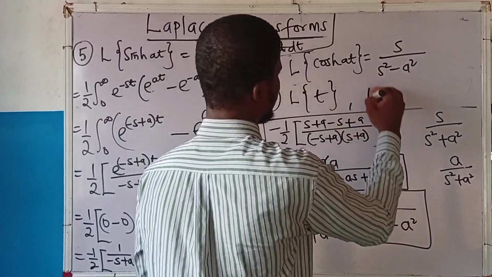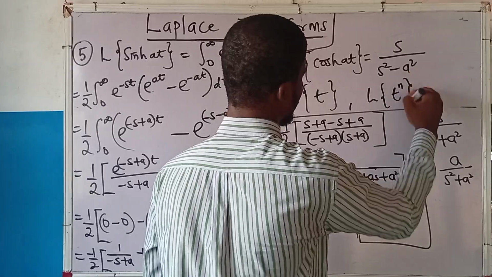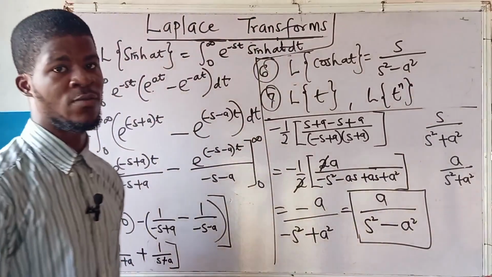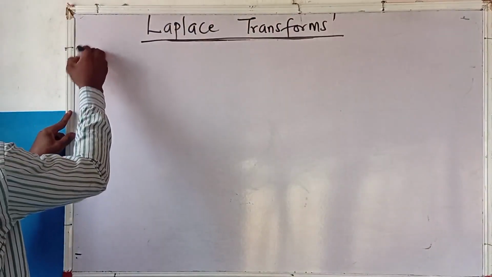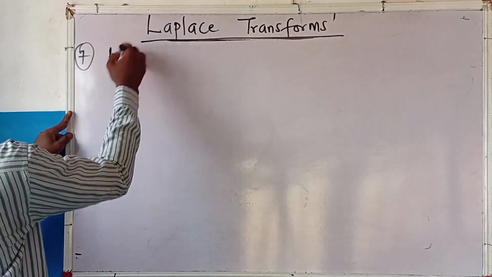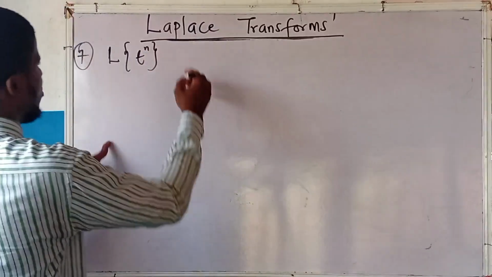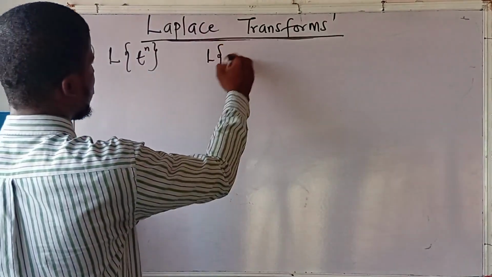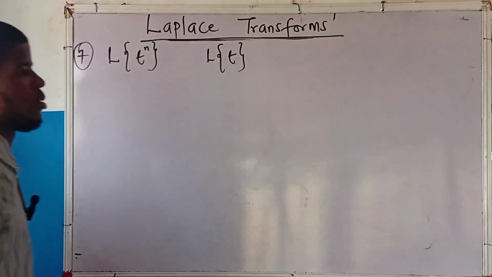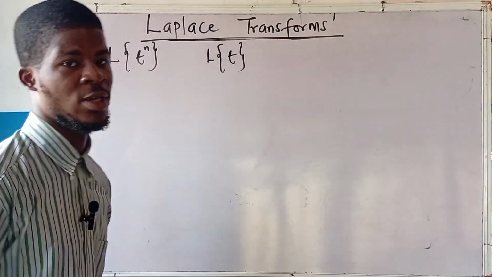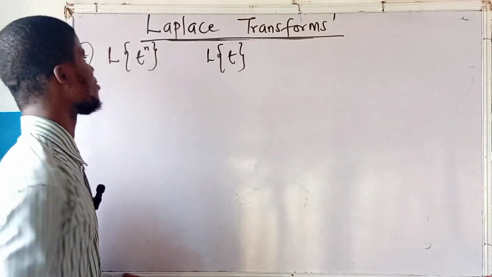I have to do one more. So the next one, what is the Laplace transform of t to the n? Let's discover the two of them. Now it's number 7, I guess. Let's get the Laplace transform of t to the n. From there, we will now get the Laplace transform of t raised to the power 1. And we can now say for the others, raised to the power 2, raised to the power 3.